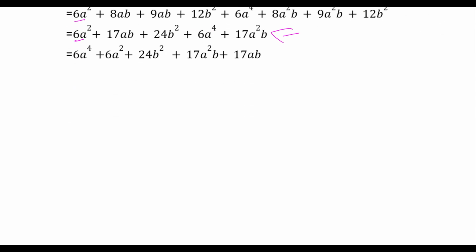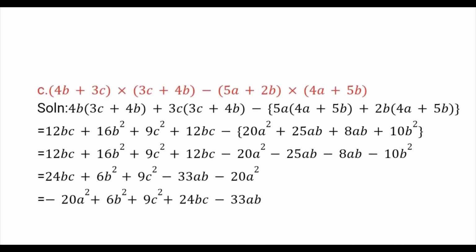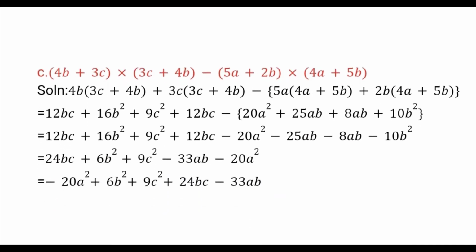Okay, let's do one more. So here if you look, same thing, but we have now in place of plus, we have what? We have minus. All right, so same thing again. 4b will multiply both of this, and then this 3c also will multiply both of this. Next, because of the minus, I'm going to put it under a bracket. Okay, this 5a will multiply both of this, and also this plus 2b will also multiply both of this.